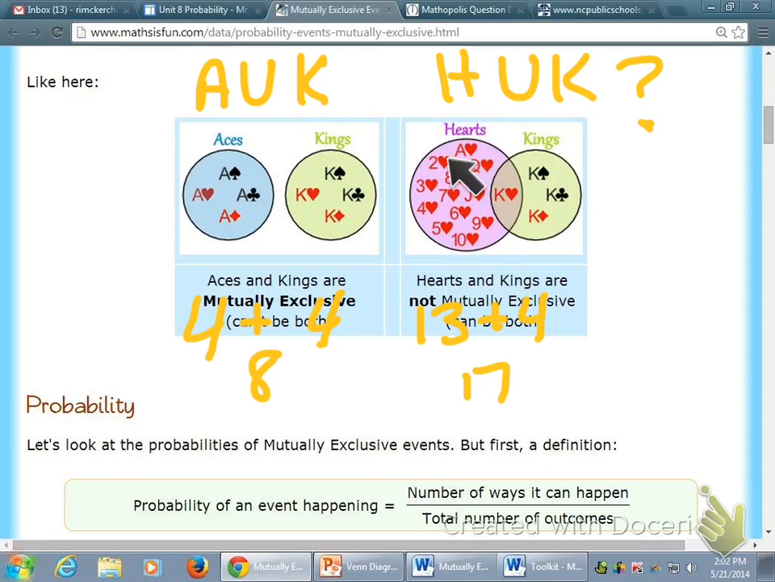If you count these up, 1, 2, 3, 4, 5, 6, 7, 8, 9, 10, 11, 12, 13, 14, 15, 16. There's only 16 cards that are hearts or kings. So the answer can't be 17. It has to be 16. And how do I get that? I subtract the 1 king that they both have in common. And that's where we're going to look at our definition.